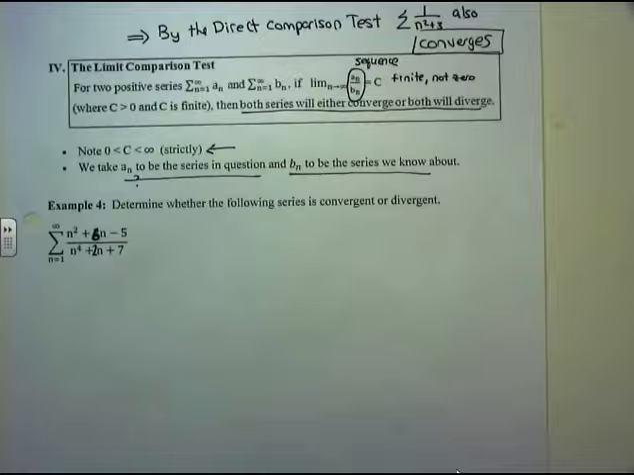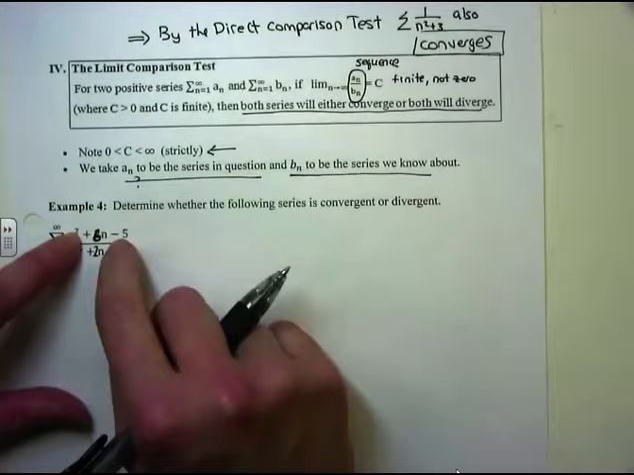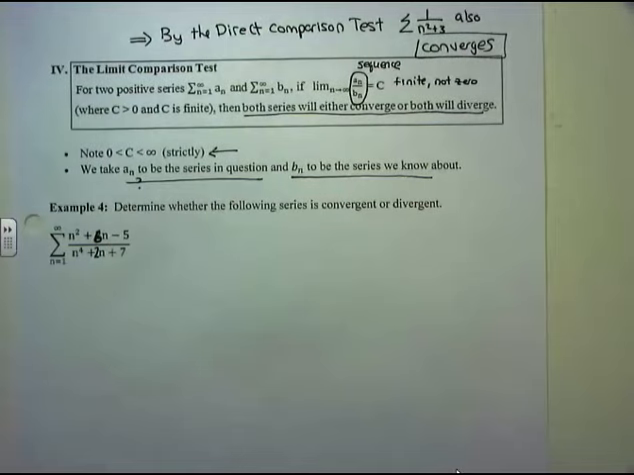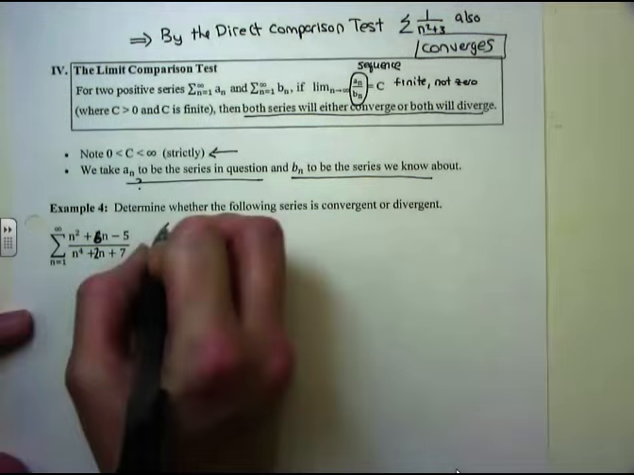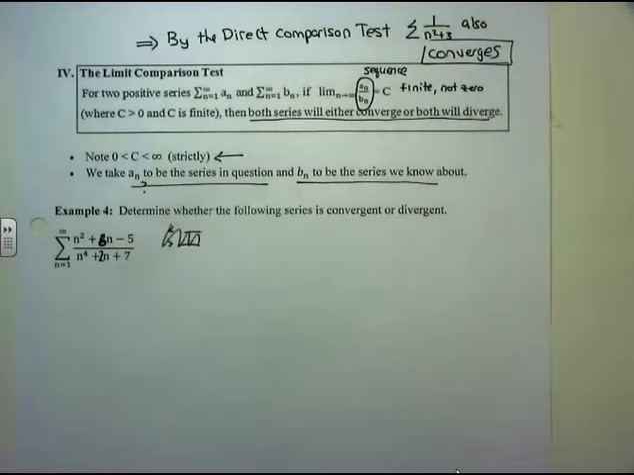And if you were trying to do a direct comparison test, because we learned that one first, you would realize that when you're adding and subtracting values in the numerator, and doing that in the denominator, it can be a little bit difficult to directly compare it and say, well, this inside sequence is less than or greater than something I know about. So if you're having a difficult time showing that it is less than something or greater than something, that's a good time to use the limit comparison test.